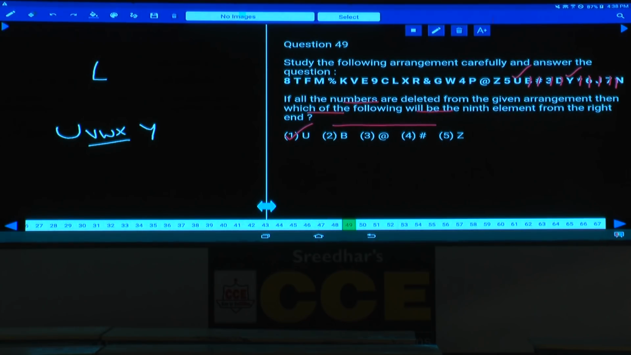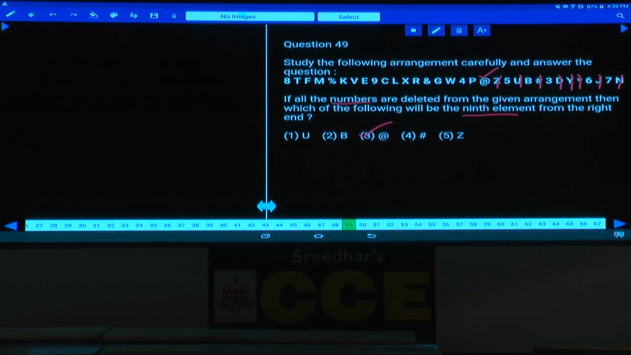If all the numbers are deleted from the given arrangement, then which of the following will be the 9th letter from the right hand? The 9th element from the right hand without the numbers. Let us count starting from the right hand side: 1, 2, 3, 4, 5, 6, 7, 8 and 9. What is the 9th element here? The 9th element is @, that is choice 3.